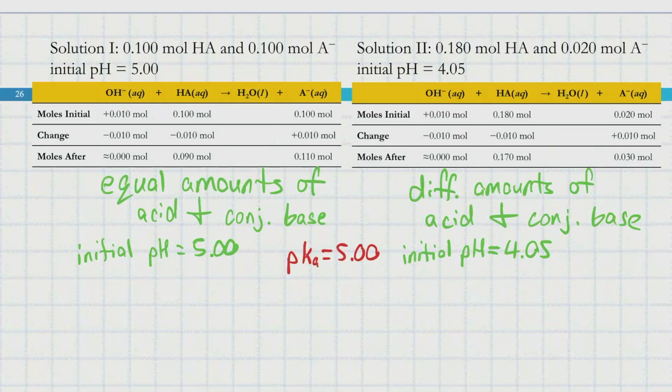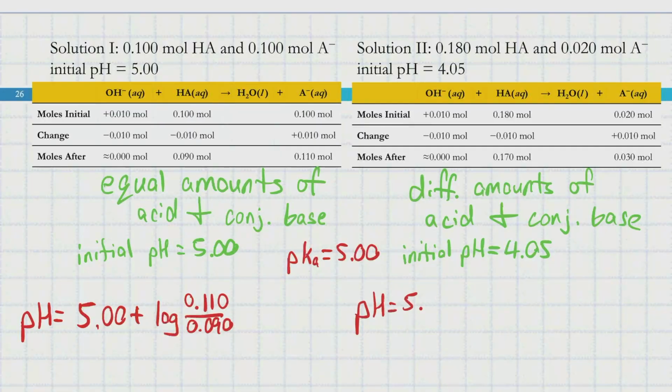Keeping in mind that pKa is 5. So we've got pH equals 5 plus log 0.110 over 0.090. And in our other one, we've got pH equals still 5, same pKa value, plus the log of 0.030 over 0.170.